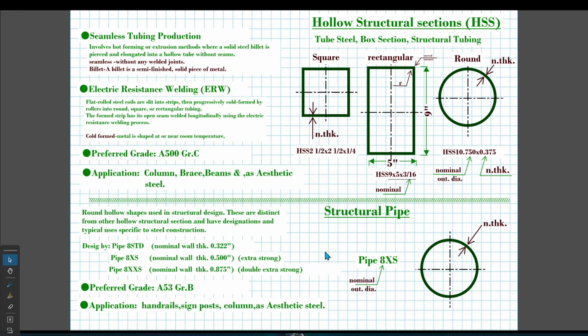So this is the general information I gave regarding hollow structural sections and structural pipes.